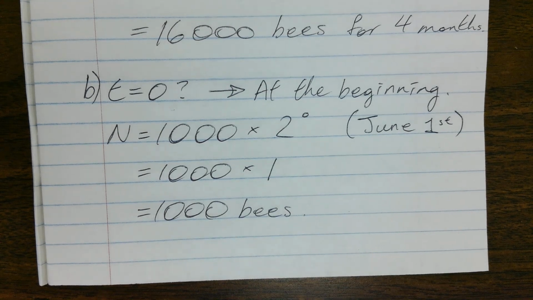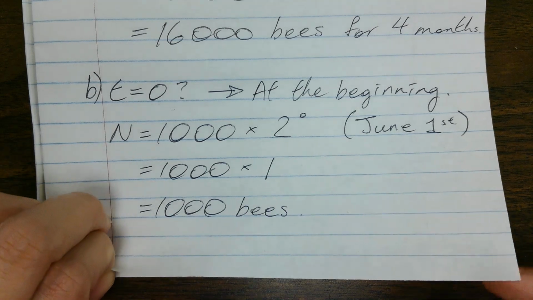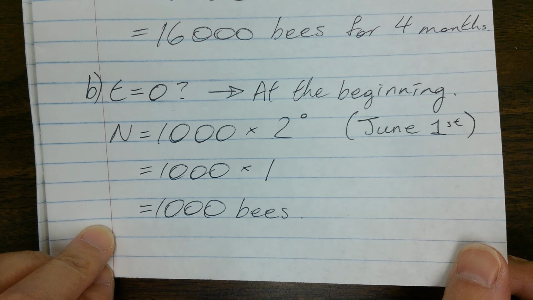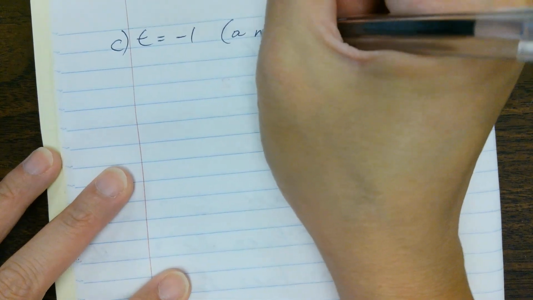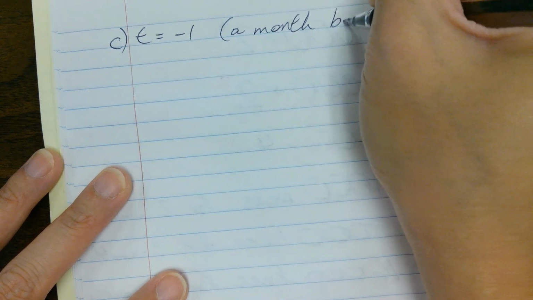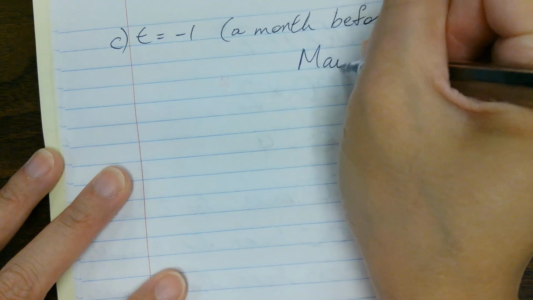Let me just finish C and D, and then you can go grab it. Is it possible for t to be -1? What would this mean? Yeah, month before. Excellent, right. So if t equals 0 is June 1st, then t equals -1 would be a month before. In this case, aka May 1st. That's right. So May 1st.